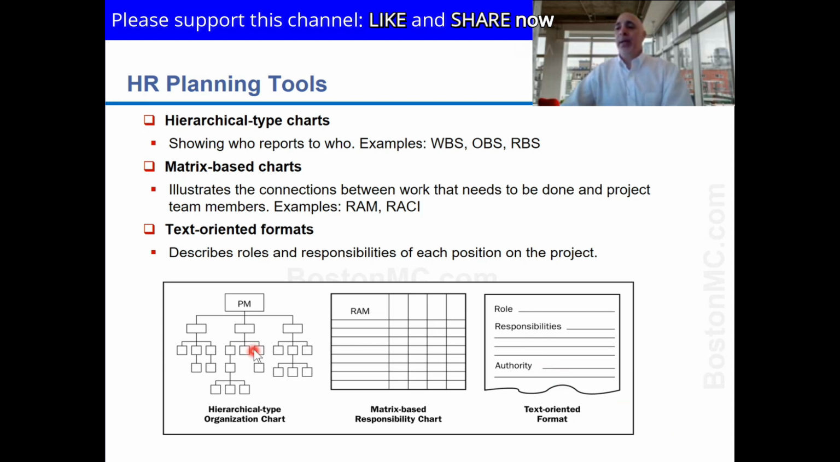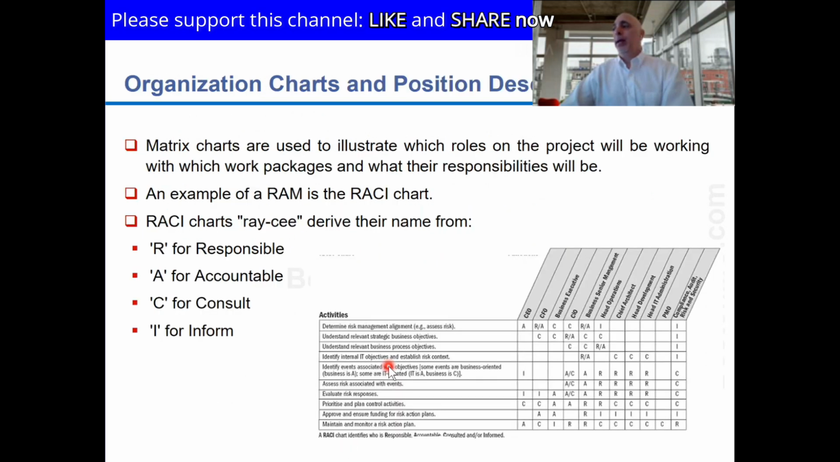Most of the time, we are creating a project organization like this, or we're creating a responsibility assignment matrix like this. If you're wondering what the responsibility assignment matrix looks like, it may look like this, which is called a RACI chart. I want you to pay attention to this because this is an important tool. So a RACI is an example of a responsibility assignment matrix. And the word RACI, it's an acronym, and it stands for responsible, accountable, consult, and inform.